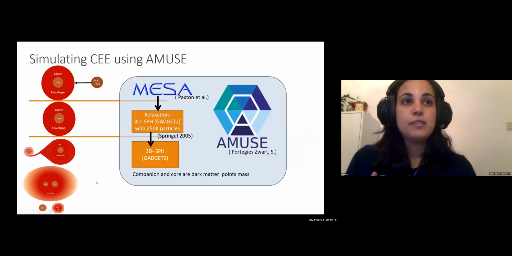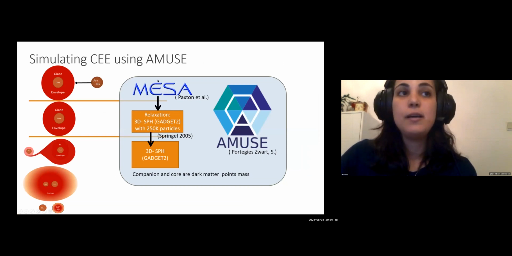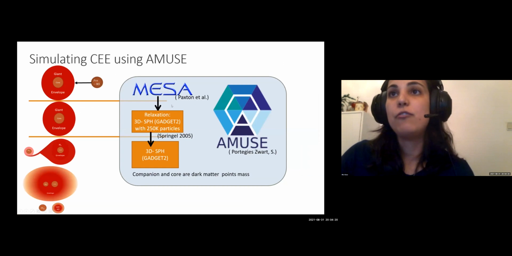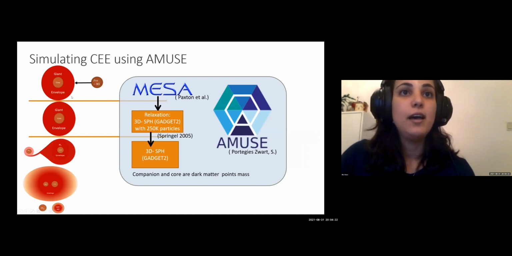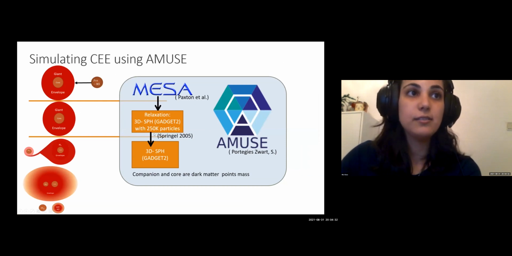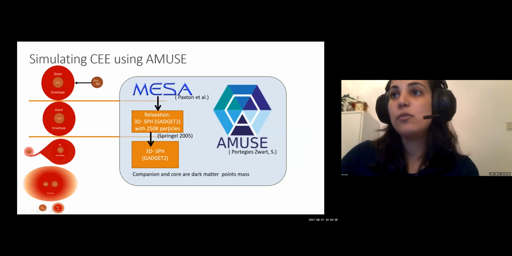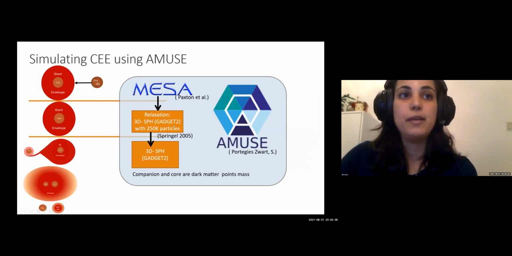Now I'll briefly present our simulation method. We ran everything via the AMUSE framework. We use MESA to simulate the stellar evolution of our primary star into a giant with a desired radius and type. And then we mapped this model to a 3D SPH model with 250,000 particles and the core and companion as point masses. And we use Gadget-2 as our SPH code.